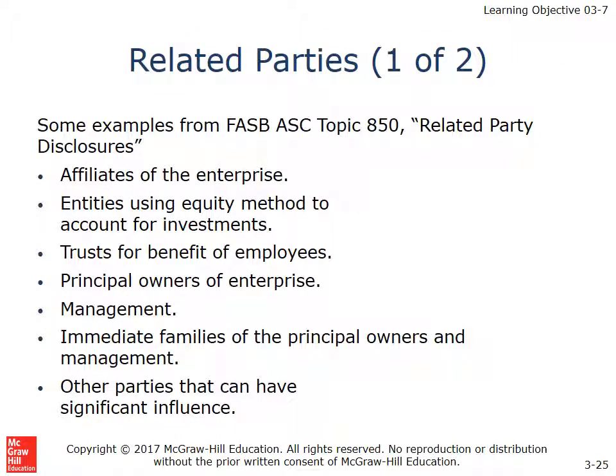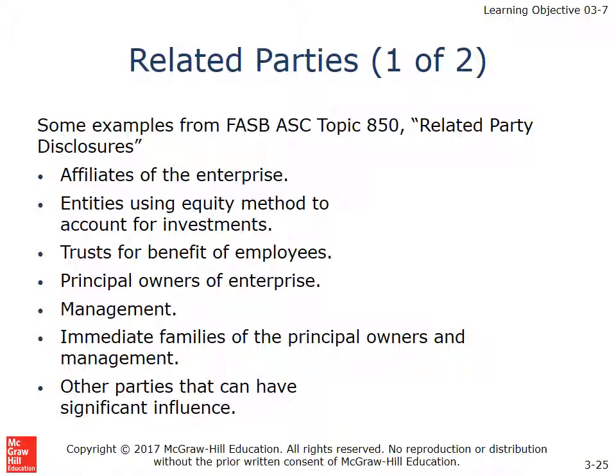Related party, again. Here's some examples. Affiliates of the enterprise. So you own another company. Your company owns more than 50% of another company. Entities using the equity method to account for investments. Again, that's what we're talking about. You own more than 50%, even 20% of the voting stock of another company. And you saw all this in intermediate accounting and advanced accounting. So this should be a little familiar to you.